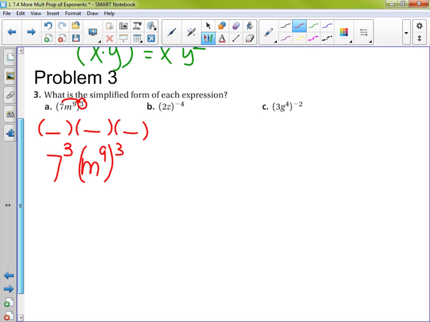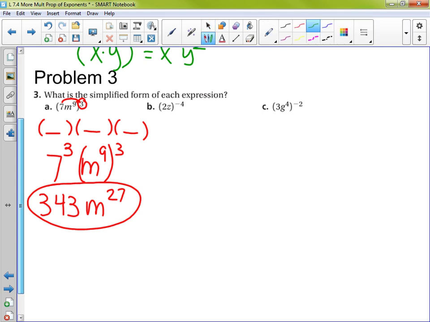M to the 9th raised to the third power. 9 times 3 is 27, so it's m to the 27th power. 7 to the third power is 343. And that's the answer.